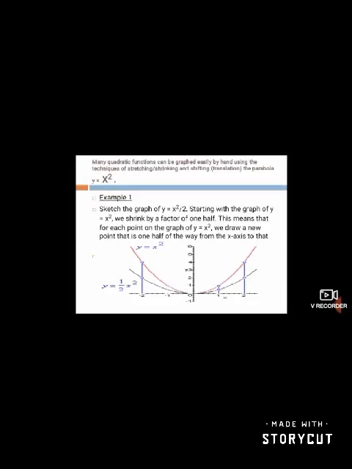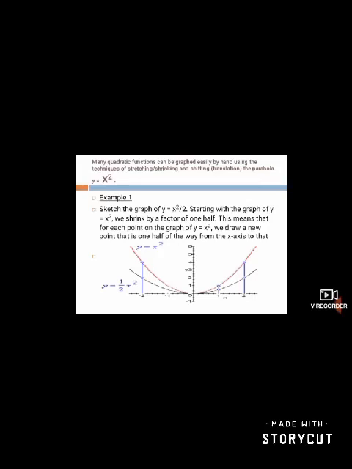The applet below illustrates this fact. The graph contains 3 points and a parabola that goes through all 3. The corresponding function is shown in the text box below the graph. If you drag any of the points, then the function and parabola are updated. Many quadratic functions can be graphed easily by hand using the techniques of stretching or shrinking and shifting or translation of the parabola y is equal to x squared.